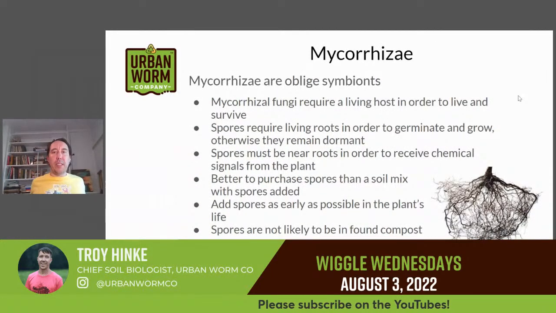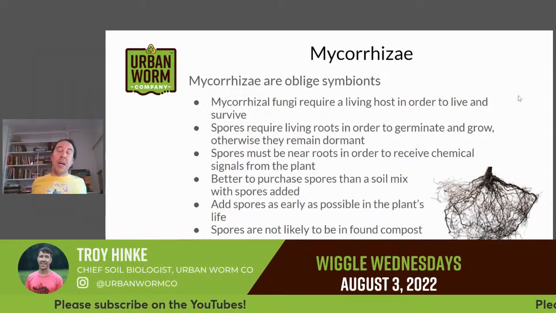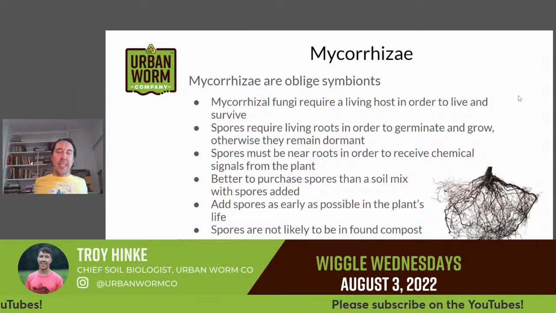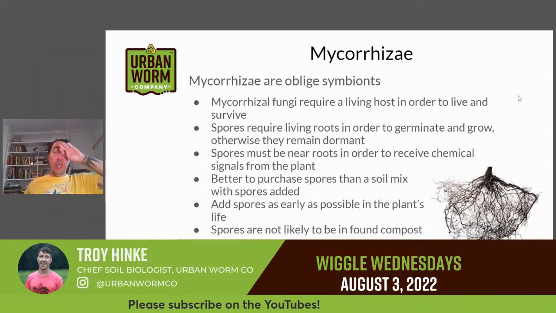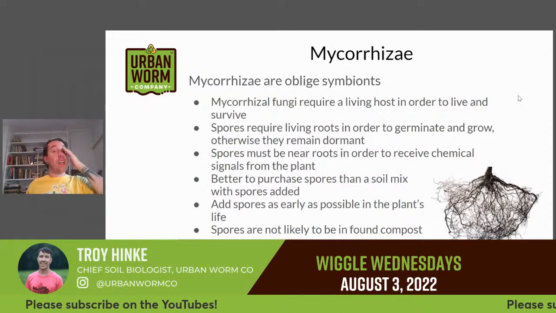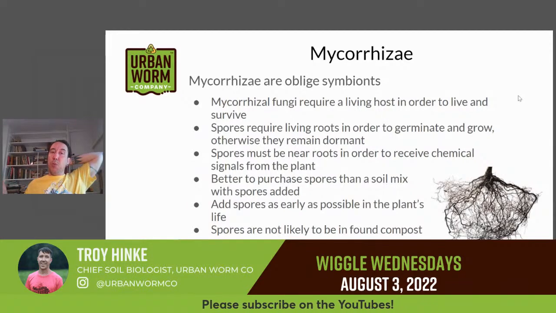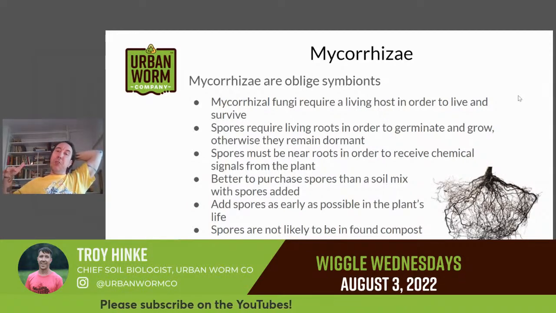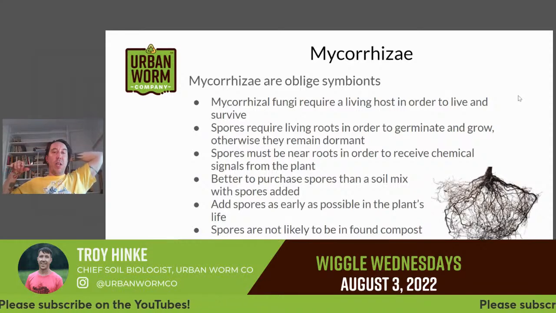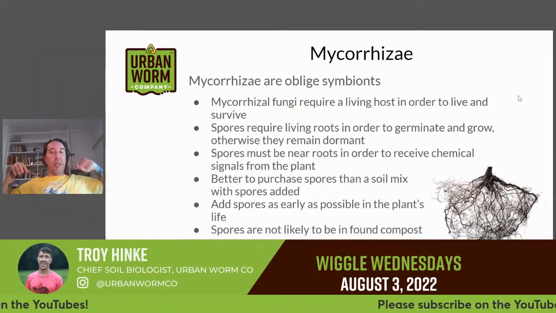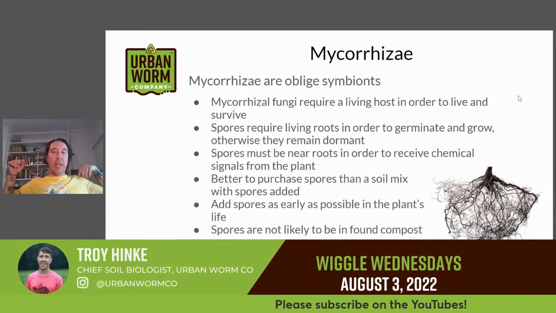So some important things about mycorrhizae. Mycorrhizae are, oh, I didn't spell that correctly. That's supposed to say obligate symbionts. That means that they require a living host in order to live and survive. So, like I mentioned before, if you've got spores in the soil, they need living roots in order to germinate and grow. Otherwise, they're going to just remain dormant in the soil or wherever they're located.